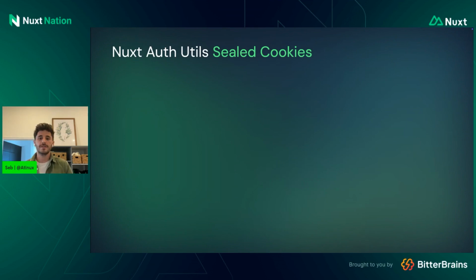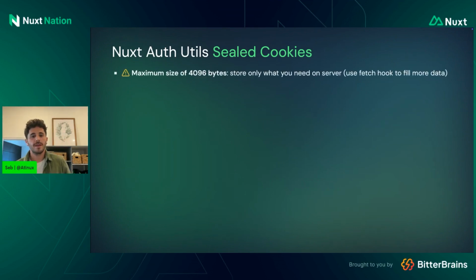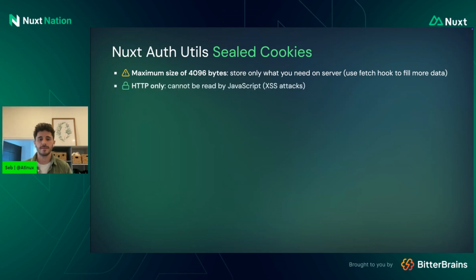So let's see the benefits and drawbacks of the sealed cookie approach. The maximum size is 4 kilobytes. This means that you should only store the data you need on several API routes, like the user ID, for instance, and then use the fetch hook to add more data that is needed for the front end.